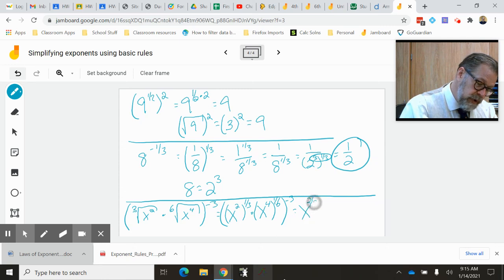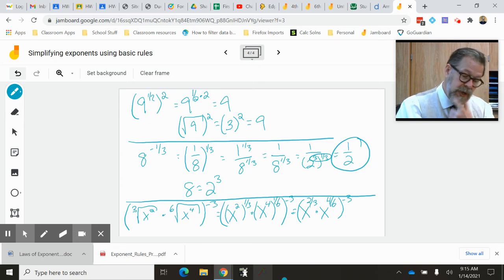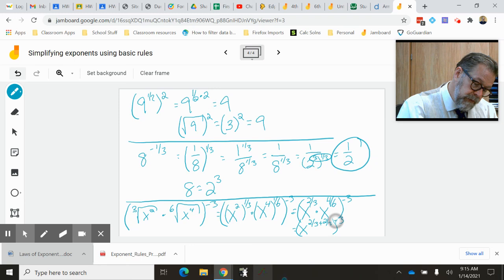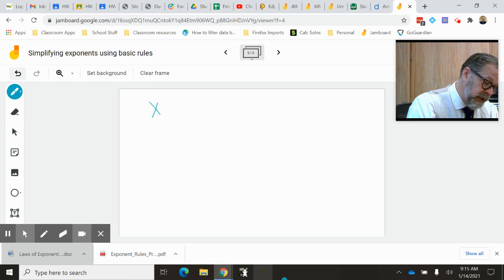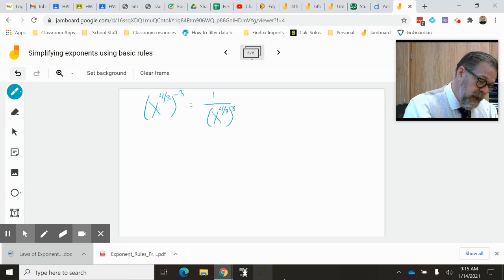x to the 2/3 times x to the 4/6. You may have already noticed that 4/6 and 2/3 are the same number, just not simplified. So 2/3 plus 2/3, this is x, well, let's write it out, to the 2/3 plus 2/3, all to the negative 3. Running out of room, I'm going to jump to the next page. So I get x to the 4/3 to the negative 3. This becomes 1 over x to the 4/3 to the positive 3. And when I multiply these together, I get 1 over x to the 4th.